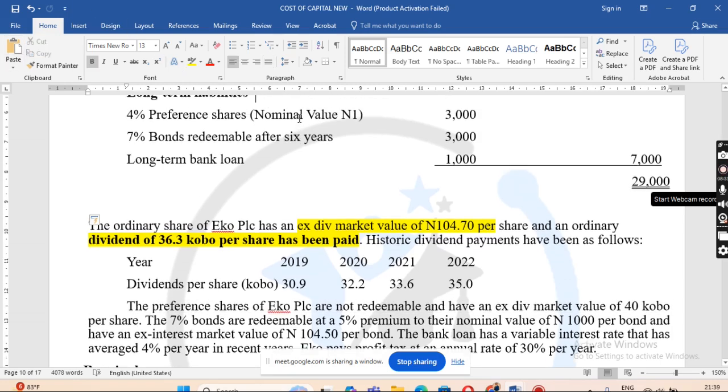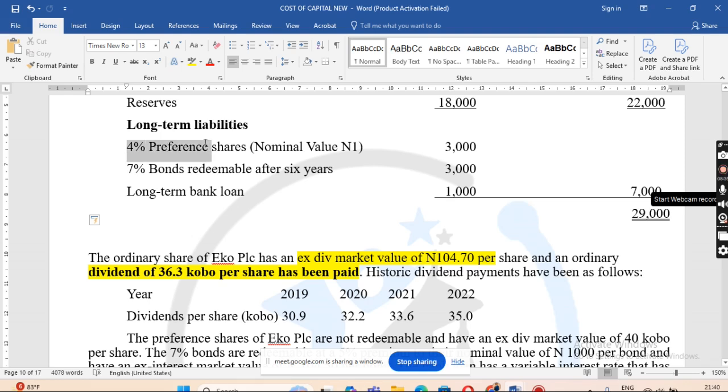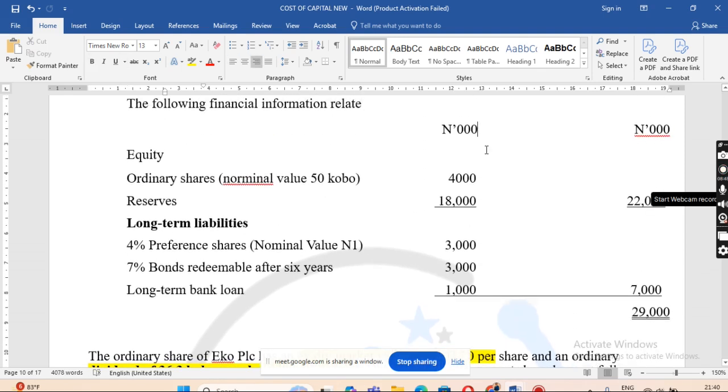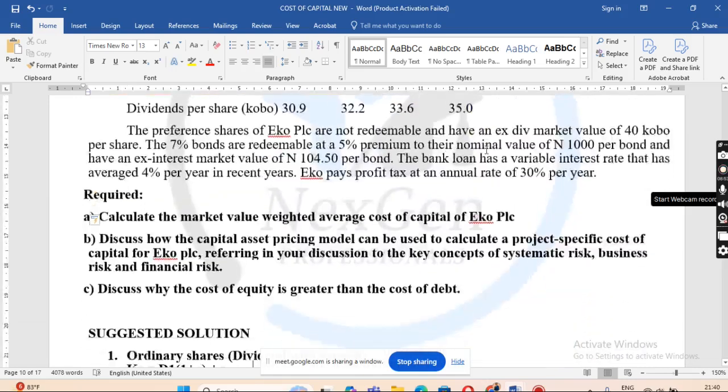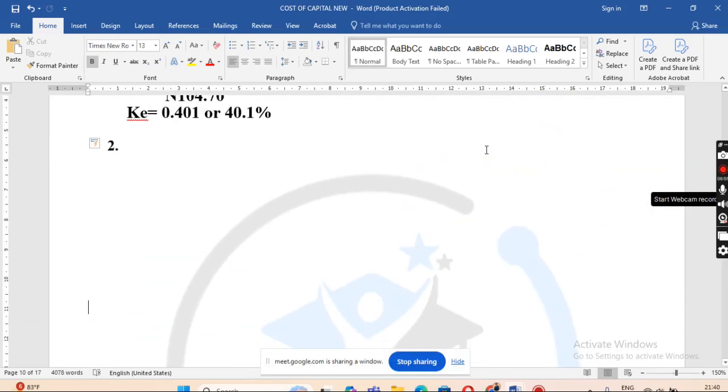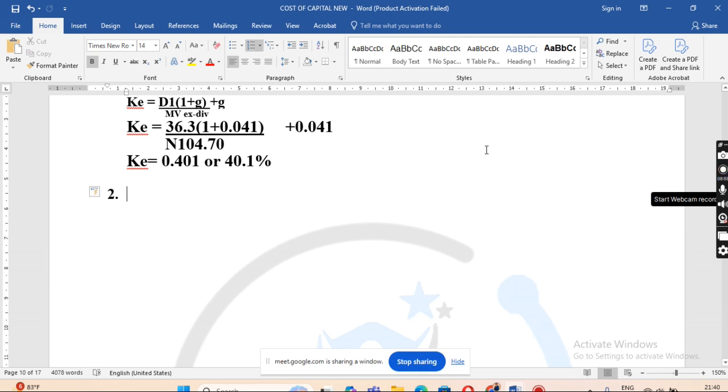And as well, take note of the interest rate. The interest of the preference share is 4%. Then the nominal value is 1 naira. Then the value is 3 million. Please take note of that so that we will not be going up and down. Now, that is the next source of finance, which is preference shares.